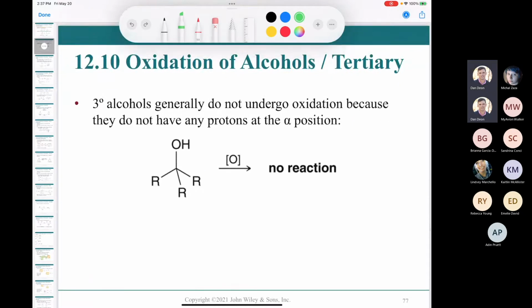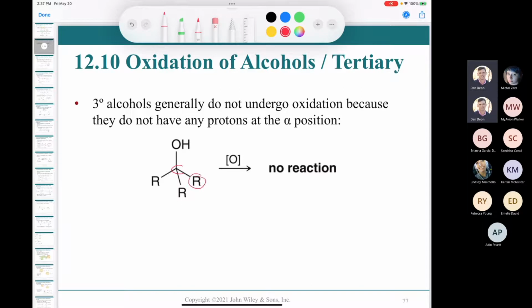For a tertiary alcohol, and this is something that I brought up earlier on in the class, a tertiary alcohol cannot be oxidized under any circumstances. It will never undergo oxidation. The reason why a primary and a secondary alcohol can undergo oxidation and a tertiary can't is because a tertiary alcohol has no protons on the alpha carbon.